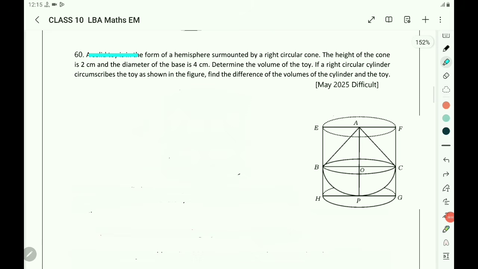Question number 60. A solid toy is in the form of a hemisphere surmounted by a right circular cone. The height of the cone is 2 cm and the diameter of the base is 4 cm. Determine the volume of the toy. If a right circular cylinder circumscribes the toy as shown in the figure, find the difference of the volume of the cylinder and the toy.